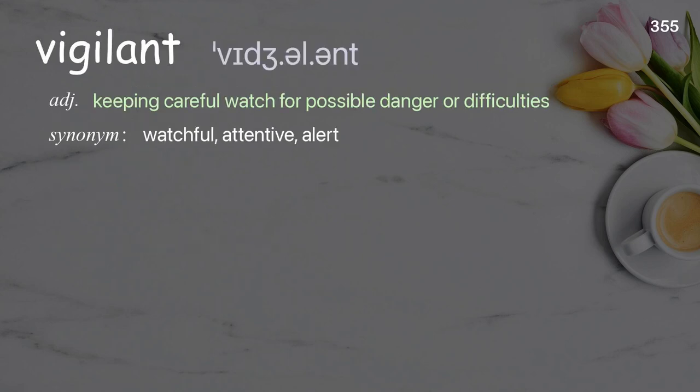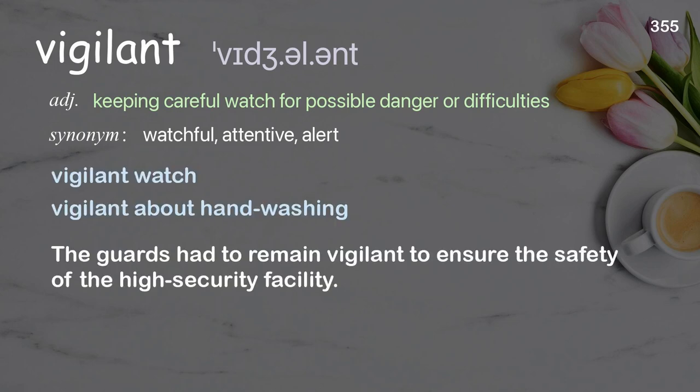Vigilant: keeping careful watch for possible danger or difficulties. Examples: vigilant watch. Vigilant about hand washing. The guards had to remain vigilant to ensure the safety of the high security facility.